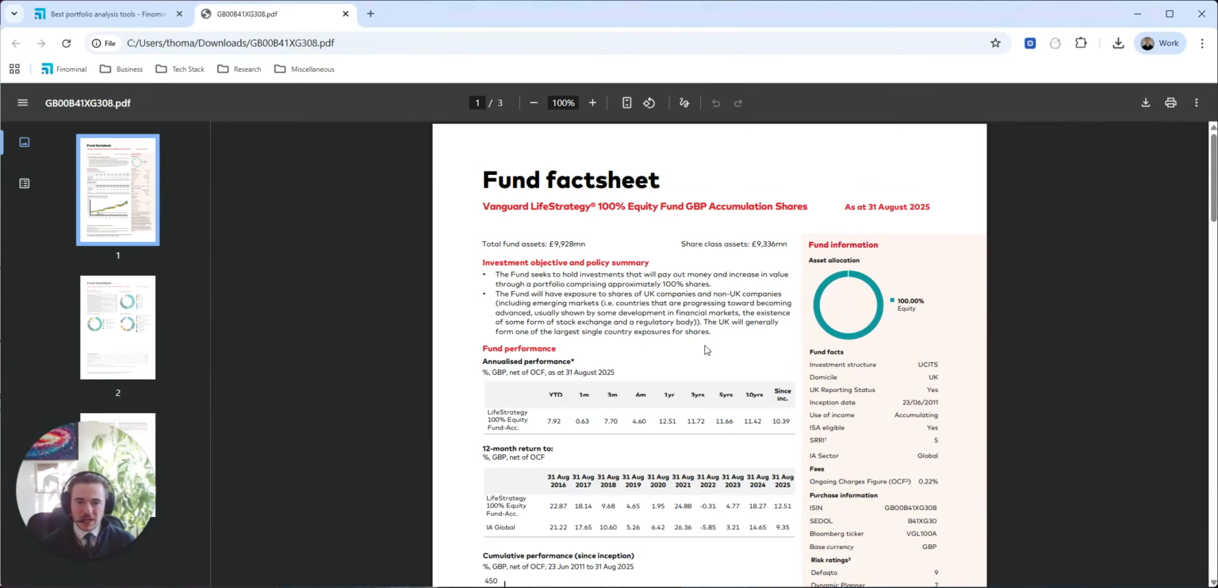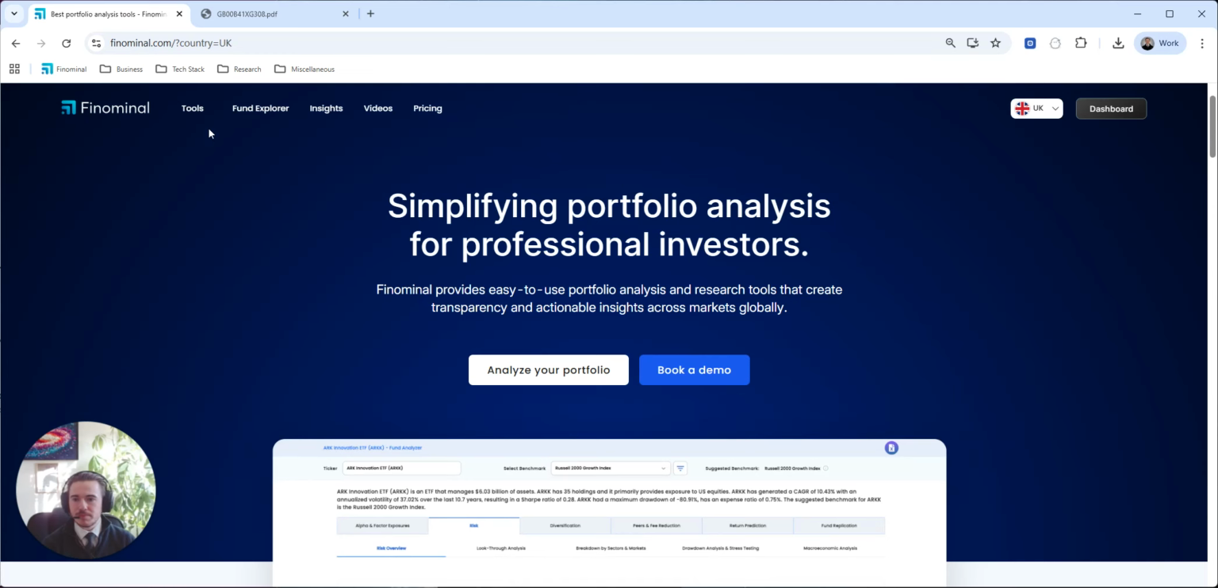I'm initially going to take a look at the fund fact sheet, where we can see the fund seeks to hold investments that will pay a dividend and increase in value through a portfolio comprising approximately 100% shares. And it also notes the UK will generally form one of the largest single country exposures for shares.